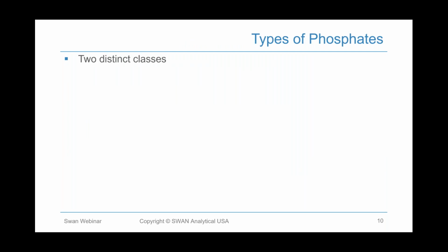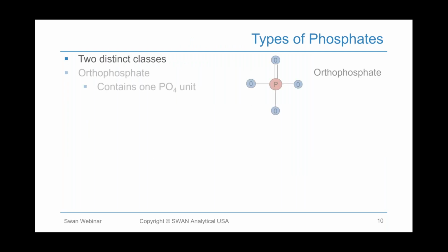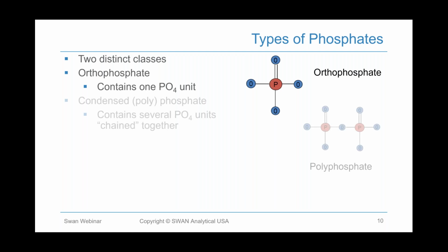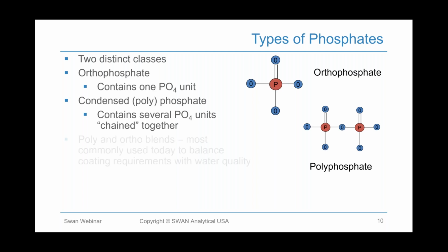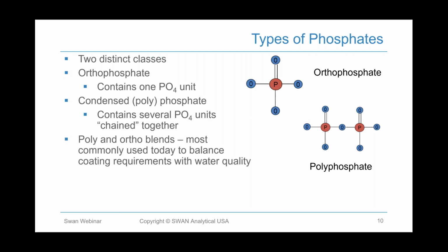Let's talk for a minute about the type of phosphate. So people who are using phosphate probably already know some of this stuff, but if you're not, there's a couple different types of phosphate. So we've got orthophosphate, and this is what orthophosphate looks like on a molecular level. And then we've got condensed, or what we call polyphosphate. So we get several of those units chained together. And the poly and ortho blend is typically what we would see.